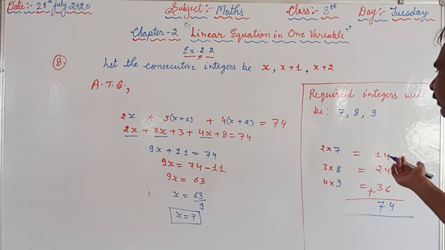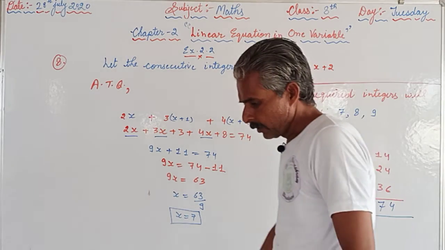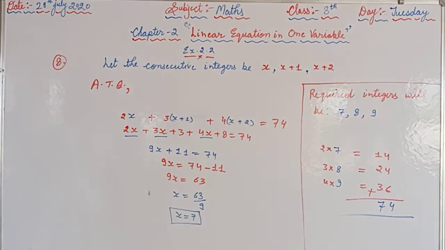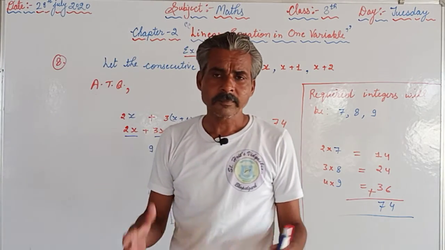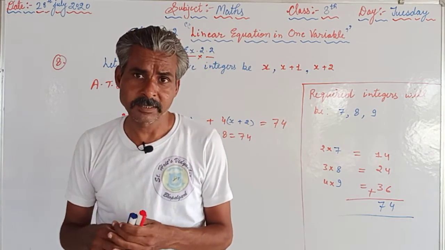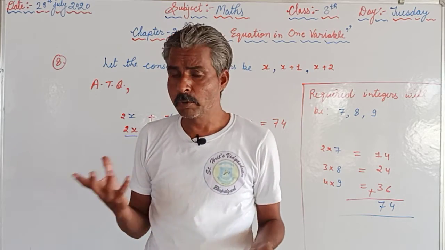We have also verified our answer, we have found the correct answer, and the answer is 7, 8 and 9 are the consecutive integers when taken in ascending order and multiplied by 2, 3 and 4 respectively adds up to 74. Like this you can proceed with the exercise. This is a very interesting exercise as far as I am concerned.